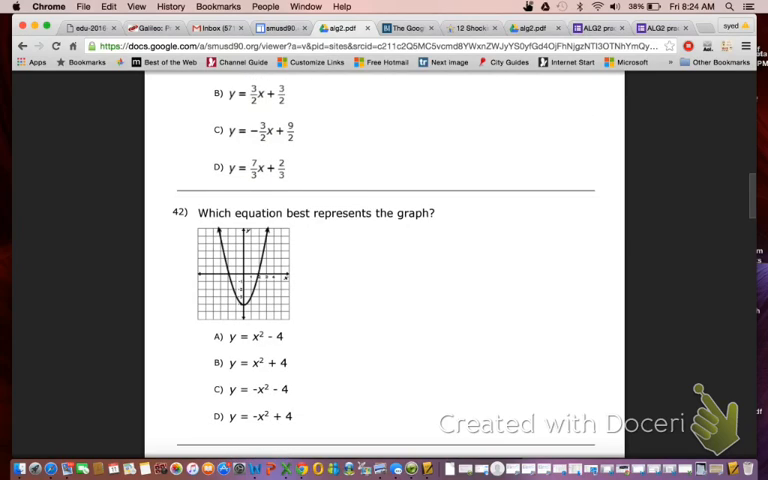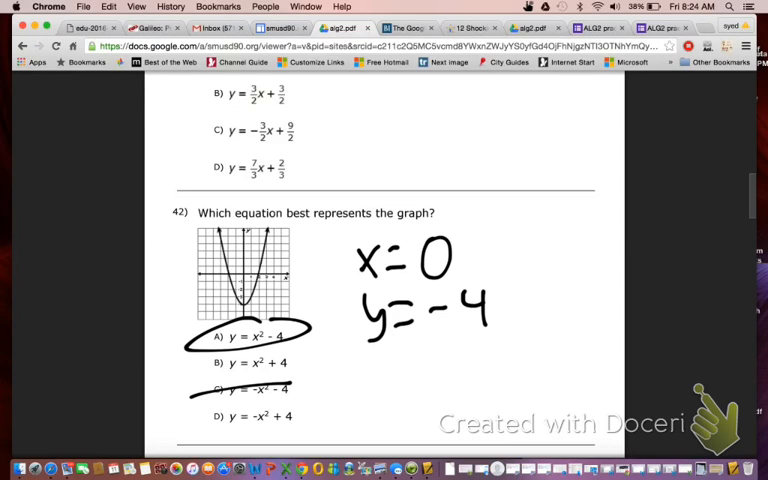Okay, the best way to do this is when you plug in 0, when x equals 0, y equals negative 4. So it has to be this one. It can't be this one because it's not going down. Okay? So that's that.